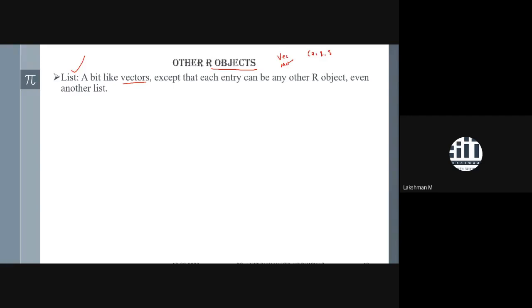There is one more R object, that is the data frame. You can go for the data frame as well, because you people are from EC, and data frames might be very applicable in image processing as well. It gives a more explicit representation of your problem in R. Data dot frame, or data frame. These are very essential to understand.